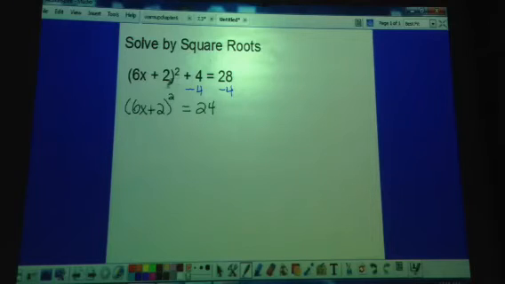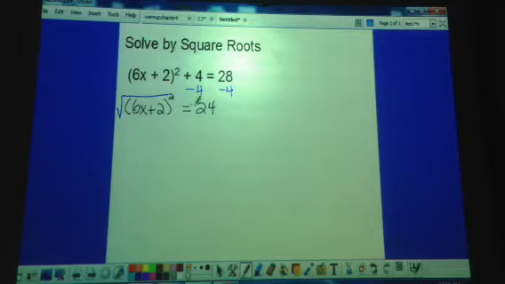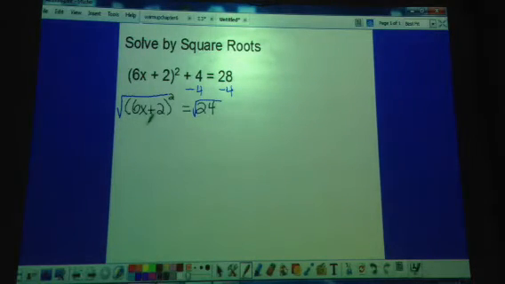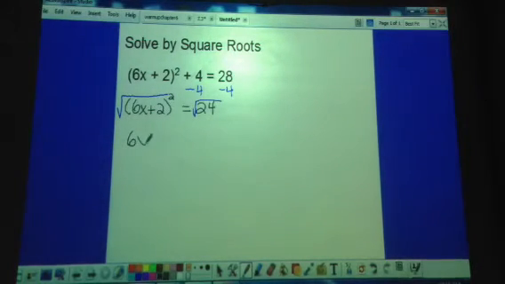To undo the power of 2, or square power, I'm going to take the square root of each side. They're inverse operations. They cancel. And on the left-hand side, I'm left with 6x plus 2.